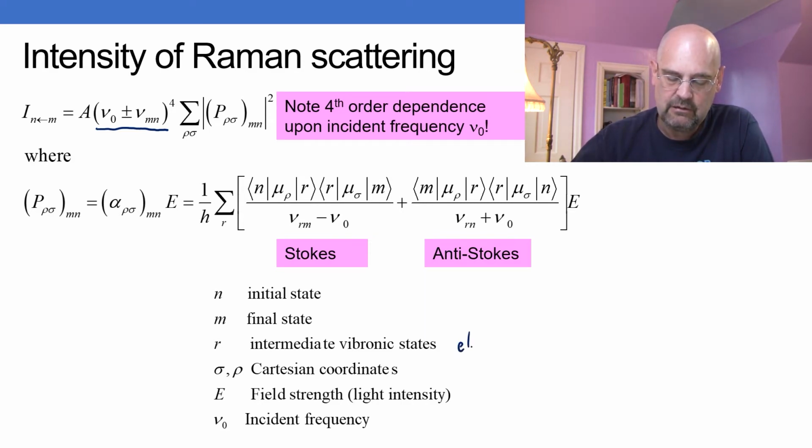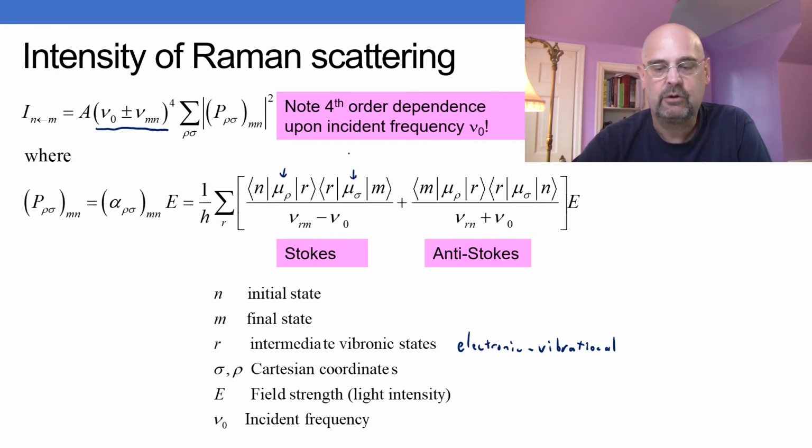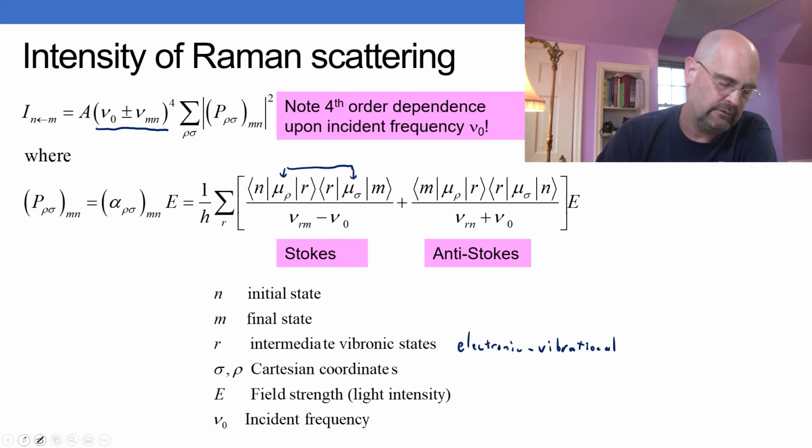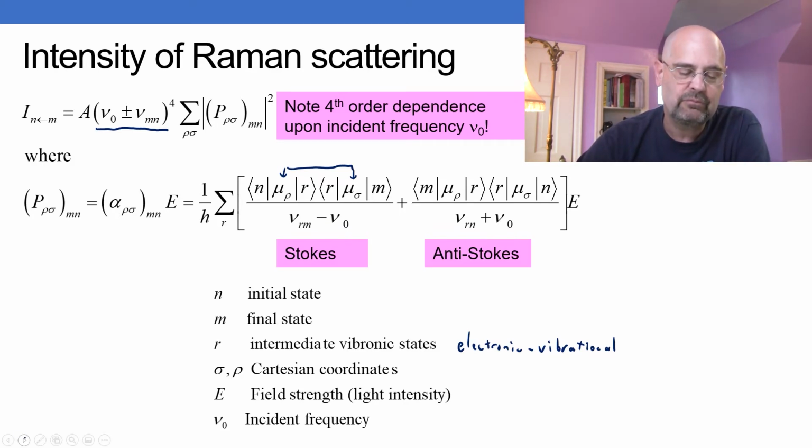These are the electronic vibrational states. We're summing over different Cartesian coordinates, which is why this is quadratic. We have the dipole moment operator for 2 coordinates, and they effectively end up as coordinates squared. We'll come back to this in just a moment because there's one piece I want to highlight.